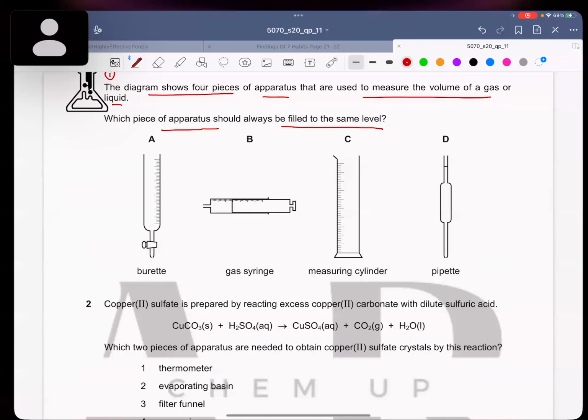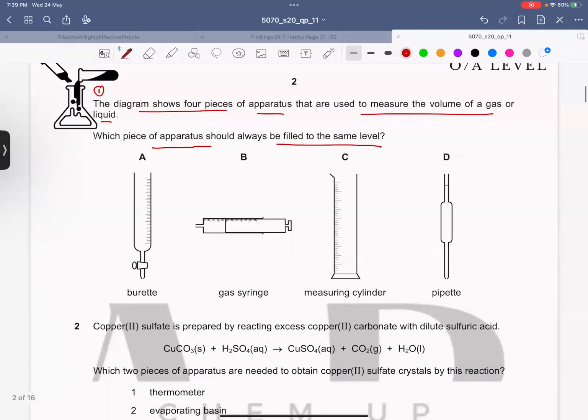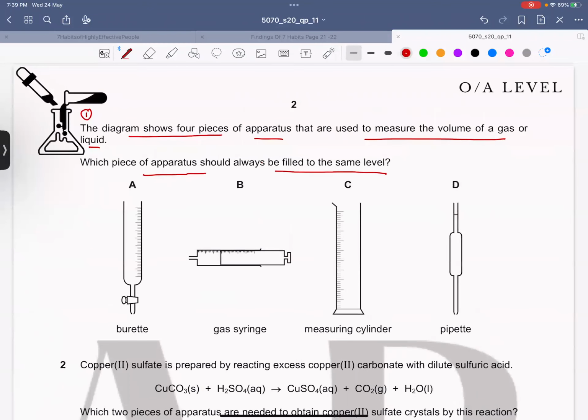Yes. So here is the question. There are 4 apparatus given, and they are asking which apparatus is always filled to the same level. So if you look at the first, second, and third apparatus, all of them have a scale on them, so you can fill them to any level. But the last one has only 1 mark, so you always have to fill it to that mark. So A, B, and C are wrong options, and the answer would be D.